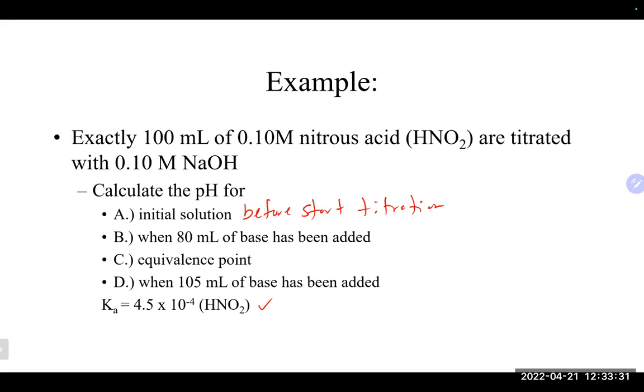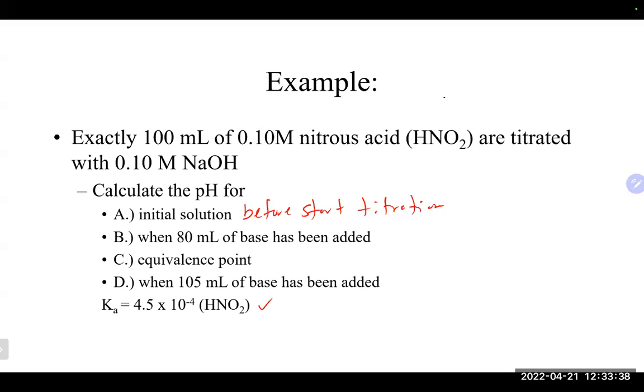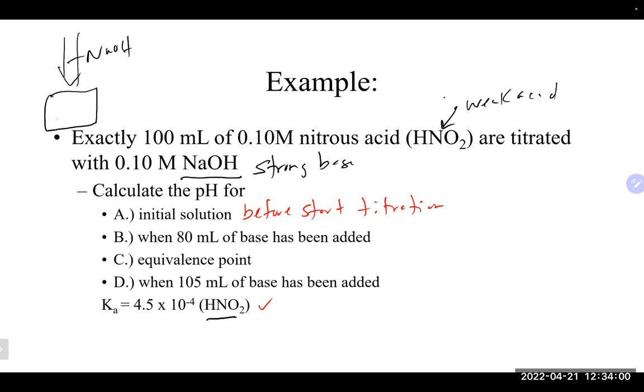First off, this is obviously a titration occurring, so we want to identify what type of titration we're dealing with. I see a Ka value, so I know this is a weak acid, and sodium hydroxide is a strong base. So here we're doing a titration of a weak acid with a strong base. The setup is like we talked about: sodium hydroxide would be up there in the burette and our HNO2 would be on the bottom.